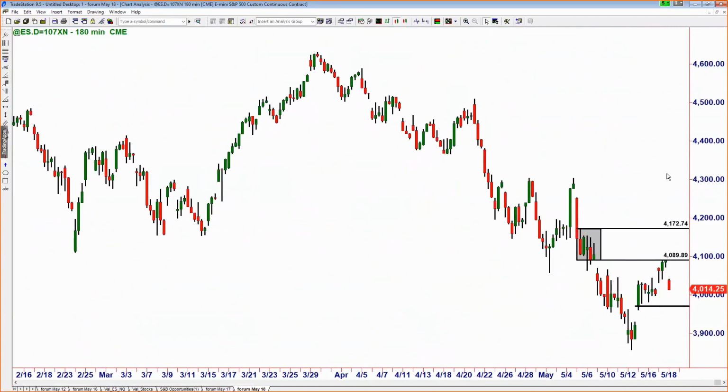So this is more of a swing trading / active trading supply demand view of the S&P.